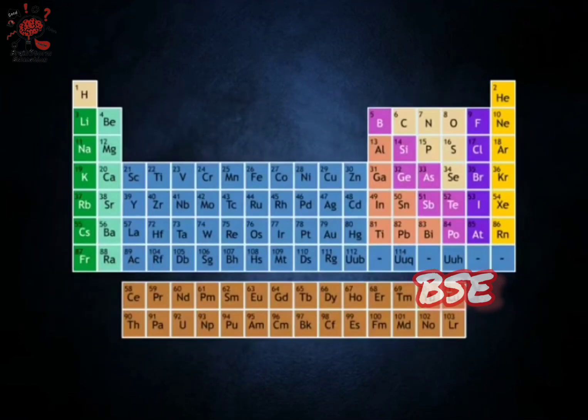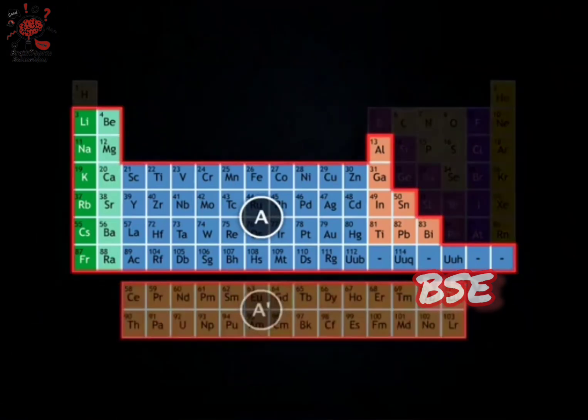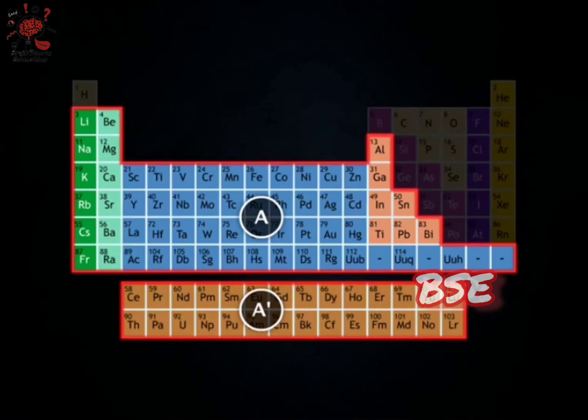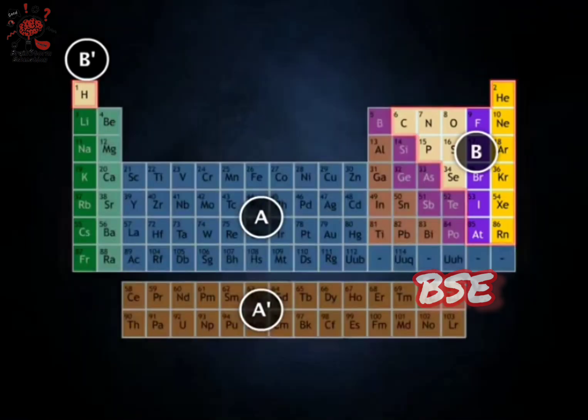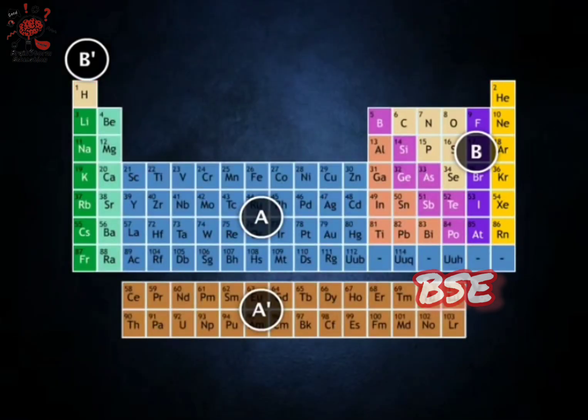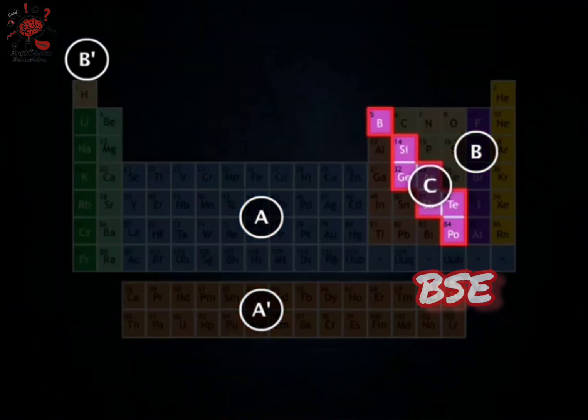Look at this periodic table. You can see that most of the table is occupied by metals. Elements in the segments A and A' are metals. Elements in the segments B and B' are nonmetals. In between these two segments, you can find segment C. Elements present in segment C are called metalloids, since they have the characteristics of both metals and nonmetals.